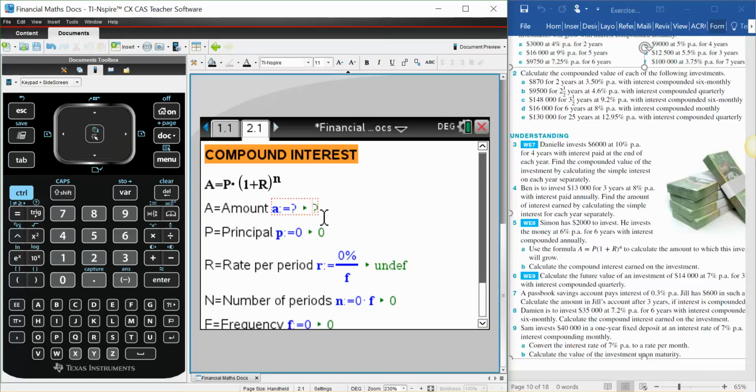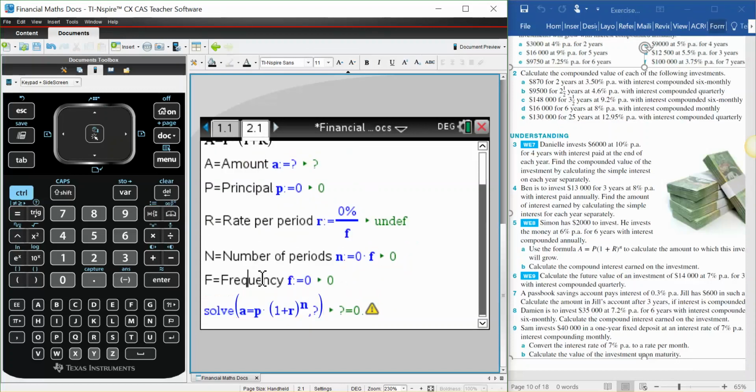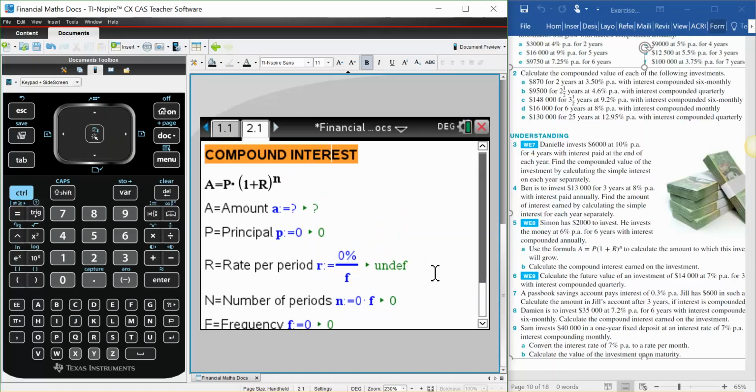So remember, with compound interest, we need to have our compound interest sheet open, remembering that frequency is the amount of periods there are per year, and that's the really important difference between simple interest and compound interest. So if we think about this first one up here, it says $870 for 2 years at 3.5% per annum with an interest compounded 6 monthly.